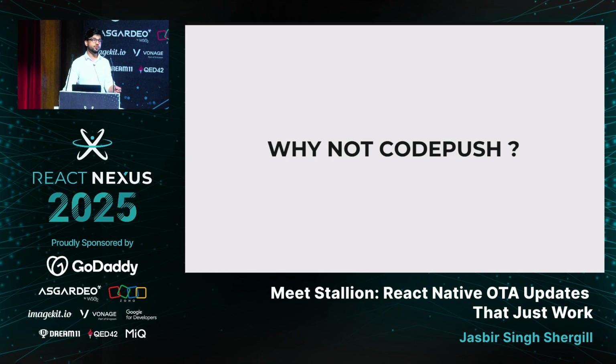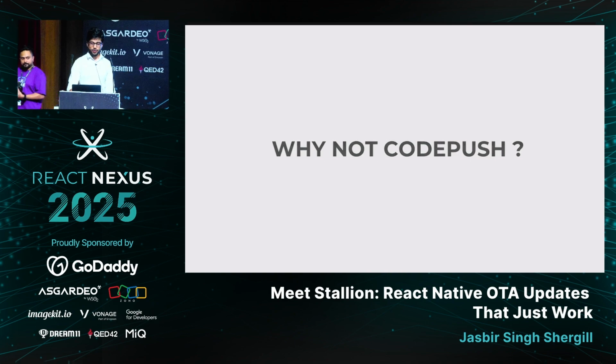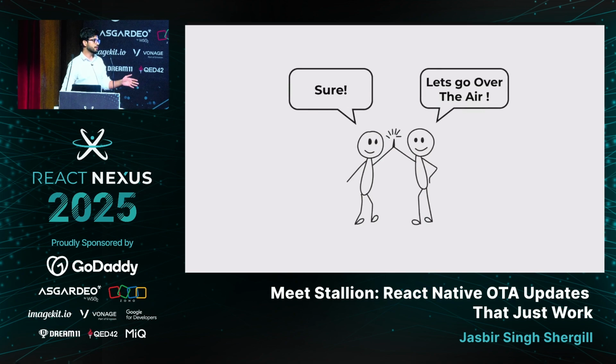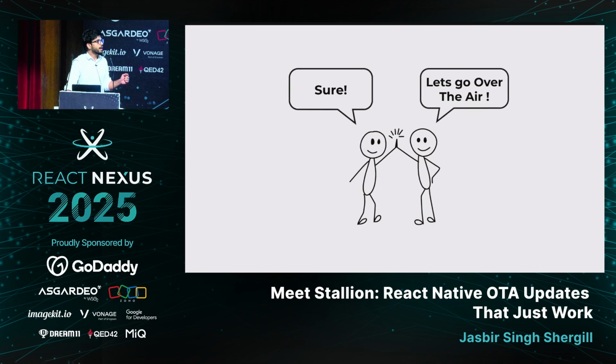For those of you who don't know, CodePush is the most well-known, oldest, most widely used OTA update platform for React Native apps. So why isn't CodePush the best OTA update platform? For this, I will start with a story, and the story goes like this.